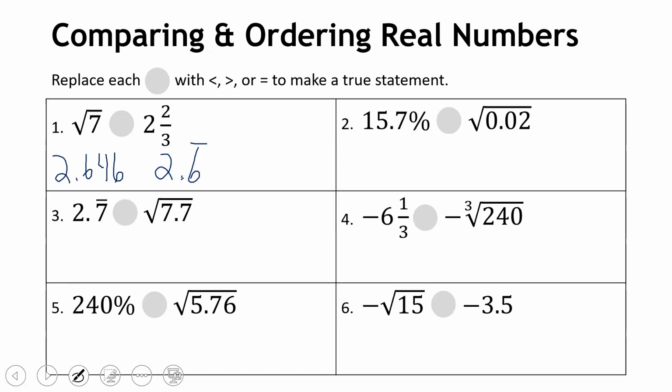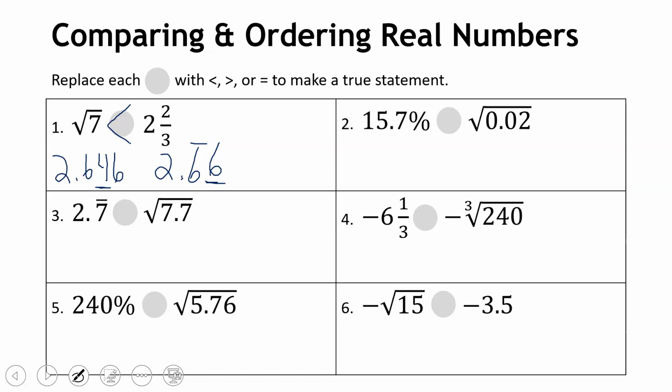So now we want to compare. The ones place in both of these numbers has a 2, the tenths place has a 6, but then when we go to the hundredths place, we have a 4, and on the right side, there's not a number, but because the 6 is repeating, that would become a 6. 4 is less than 6, therefore the square root of 7 is less than 2 2/3.